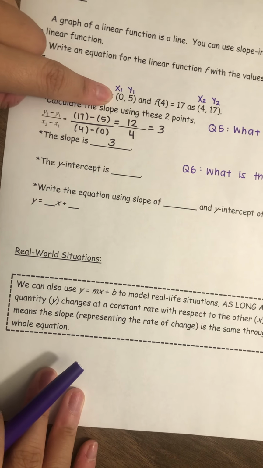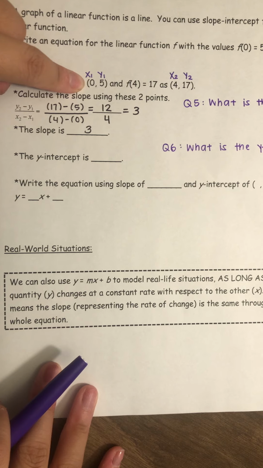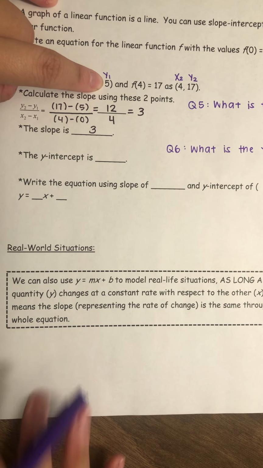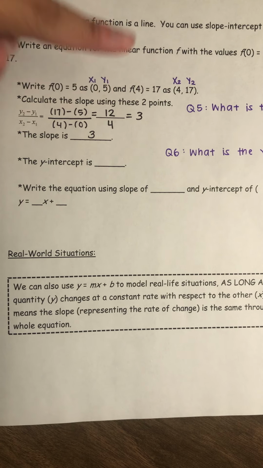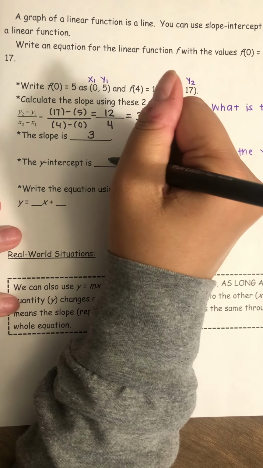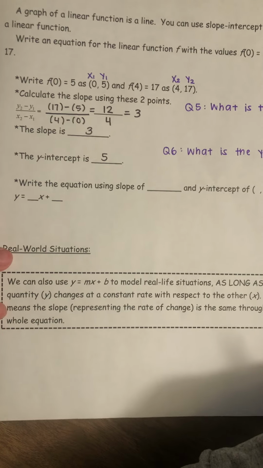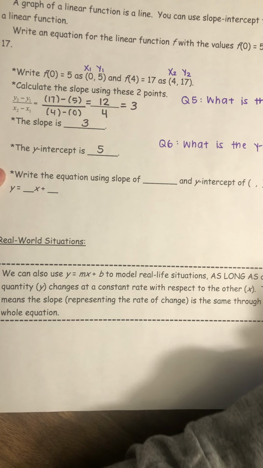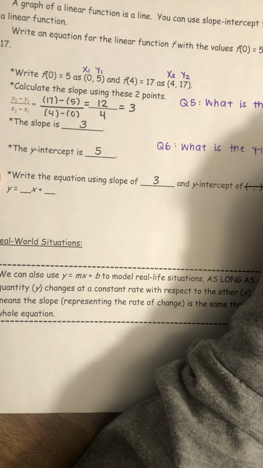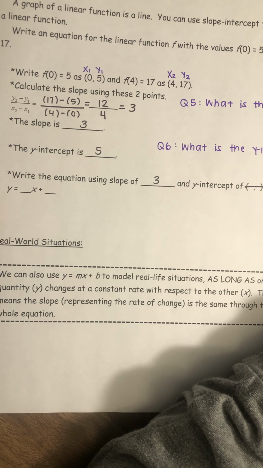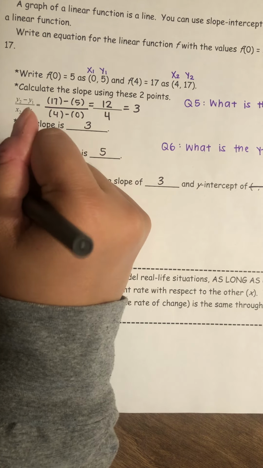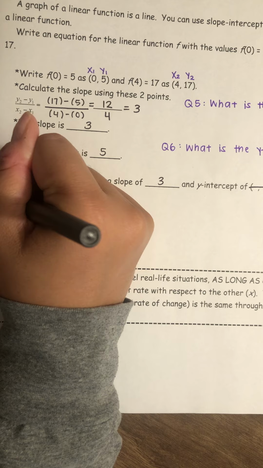Recall we are given this point right here of 0, 5. Our x value is a 0, meaning this y value is telling us what the y-intercept is, which is 5. So now we're going to write the equation using a slope of 3 and a y-intercept of 5. And I can simply plug those in to the equation.